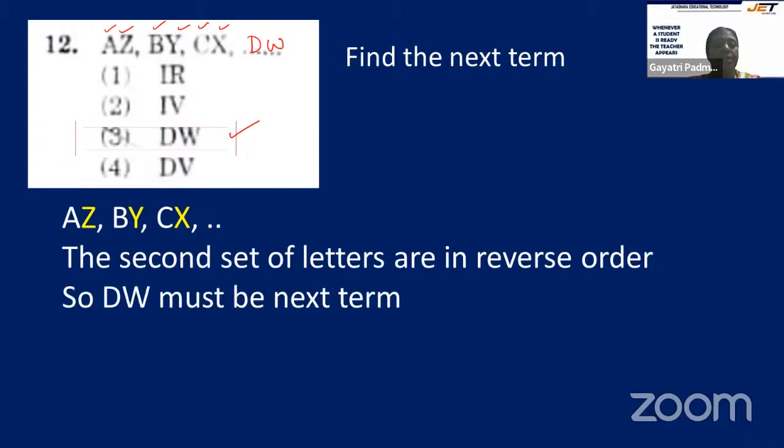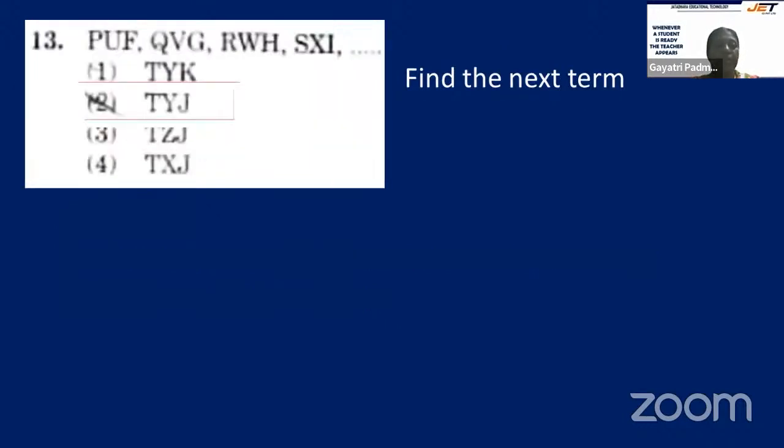Yes. So it is DW. That is the next term. So option 3 is the correct one. All right. Now see the next one. You have PUF, QVG, RWH, SXI.